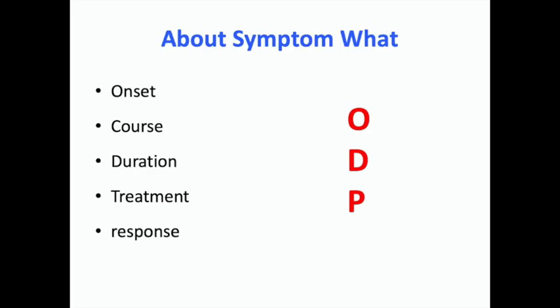About each symptom, we need to elaborate whichever is present in the patient. So we want to know the onset, the course, the duration, what treatment he took if any, and what the response to the treatment was. Basically, we want to know about the onset, duration, and progress of his disease in the past, before he has come to us, depending upon which symptom he is carrying.